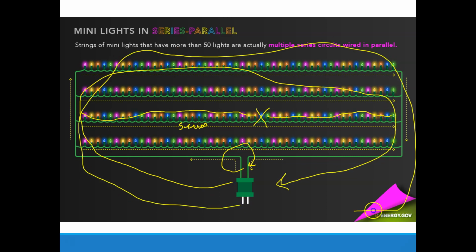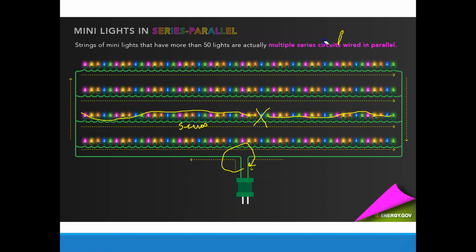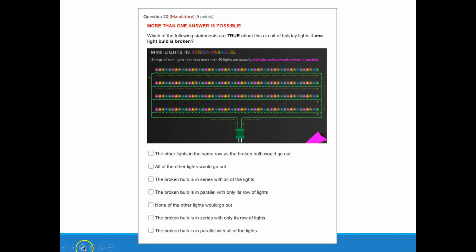And so these ones are still in parallel, and so these ones stay on. So in this case, the only ones that go out are the ones that are in series in the same row as the light bulb that goes out. All right, so that should help you figure this out right here.